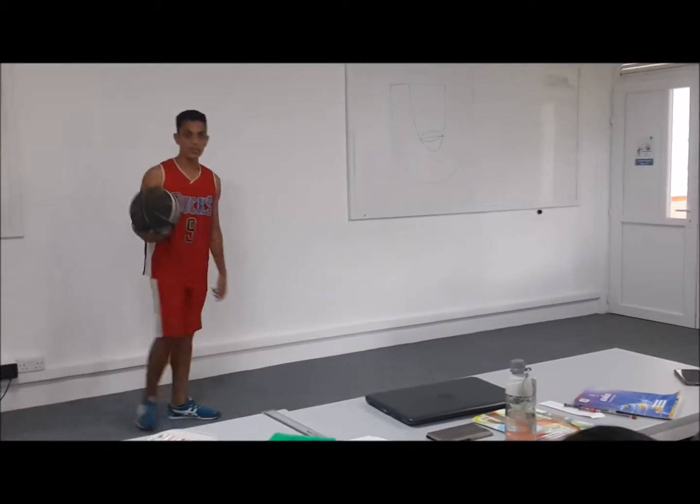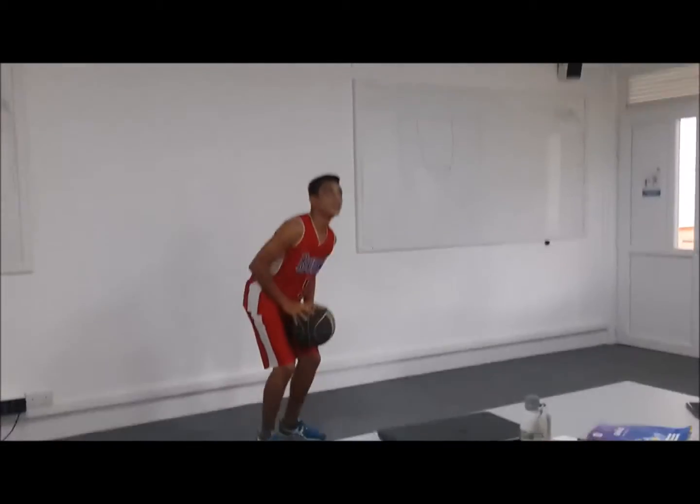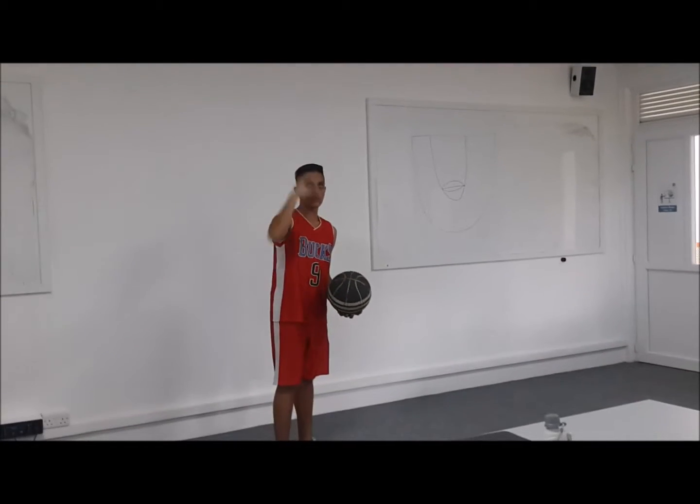Okay? So when you do a jump shot, it's the same thing. So you dribble, and then when you do a jump shot, you jump, and on the top, you do the same thing. It's like this.